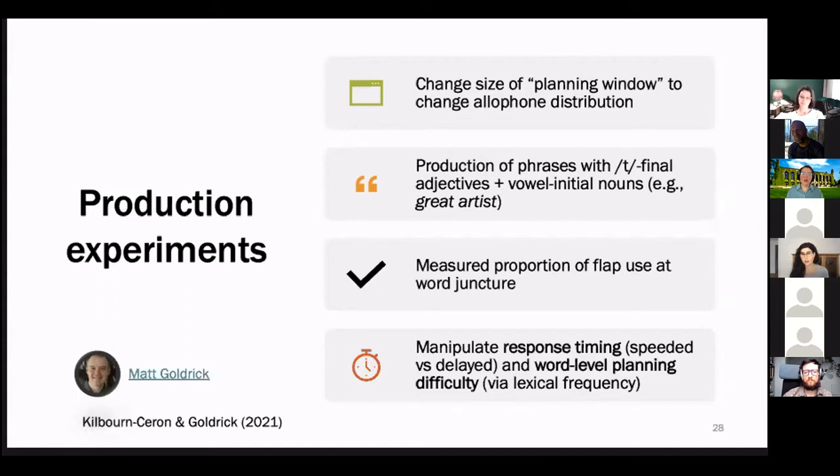And what we manipulated was response timing. So whether we asked people to start saying the words out loud right away, or whether we gave them a bit of time to read the phrase before they had to respond. And we also manipulated word level planning difficulties. So we created these phrases that had differing lexical frequencies, right? I'll show you the item in a moment, but we had words from across the frequency spectrum.